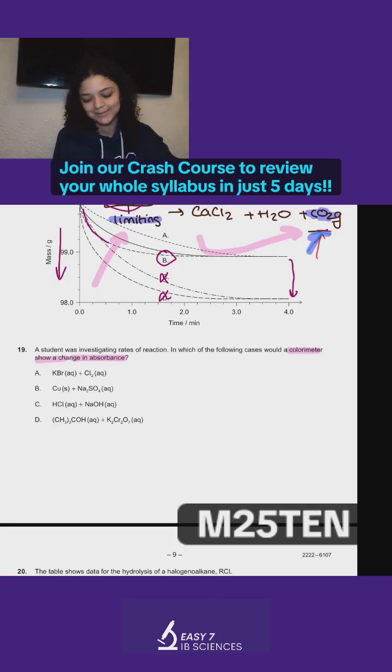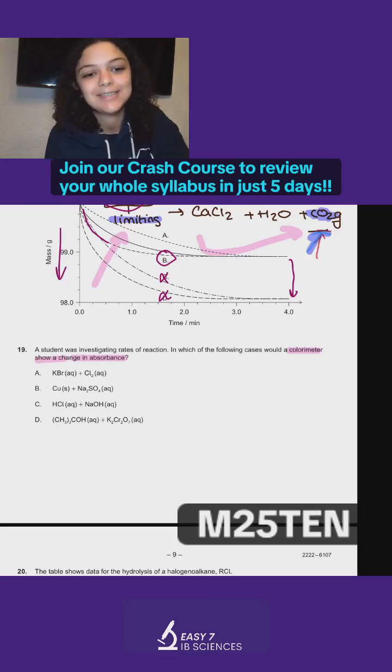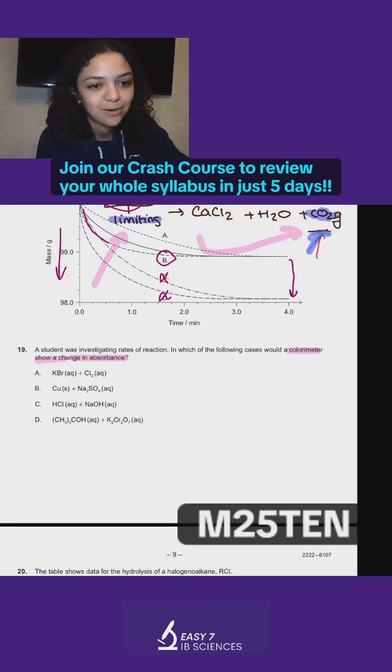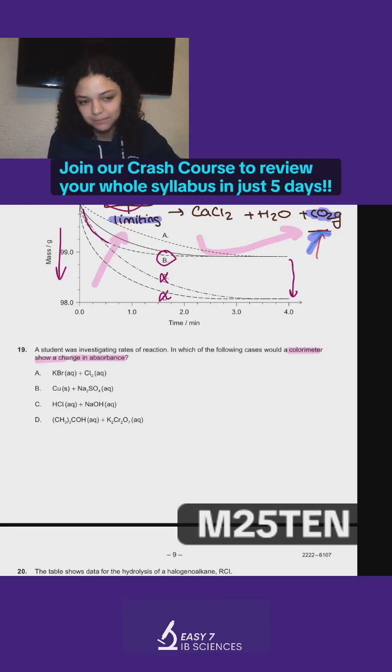Someone said this is a trick question because tertiary alcohols can't be oxidized. Good job, exactly. That's why I was trying to see if it was an SL or HL paper, because you could have answered this based on that. So we know that D can't be the answer because this is a tertiary alcohol, and therefore you will not see a color change. So it can't be this one.